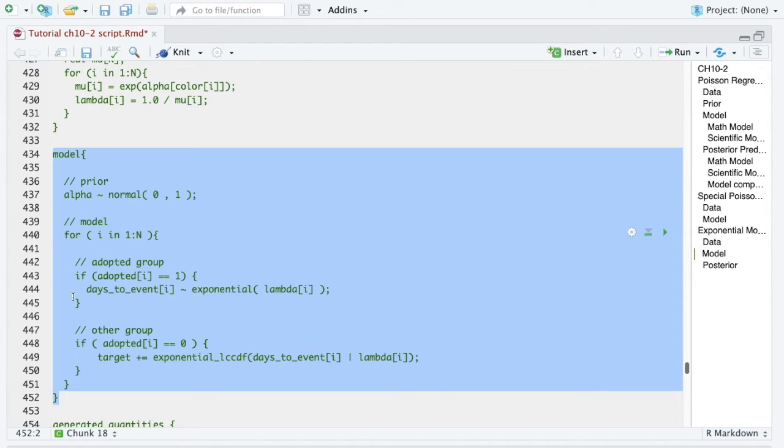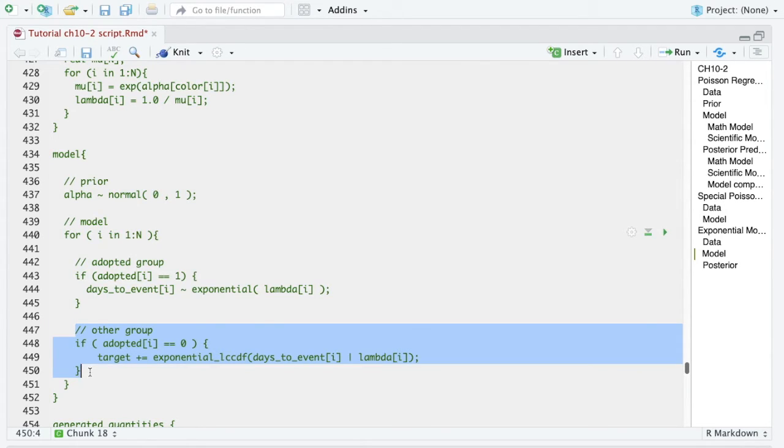In the for loop, it's the first time you see an if else statement in a Stan model. If cats are adopted, we need to use the exponential likelihood function. And for the rest of the cats, we need to use the complementary cumulative density function, CCDF. However, there is no built-in sampling statement like the exponential distribution in Stan. So we need to use a customized sampling statement like this.